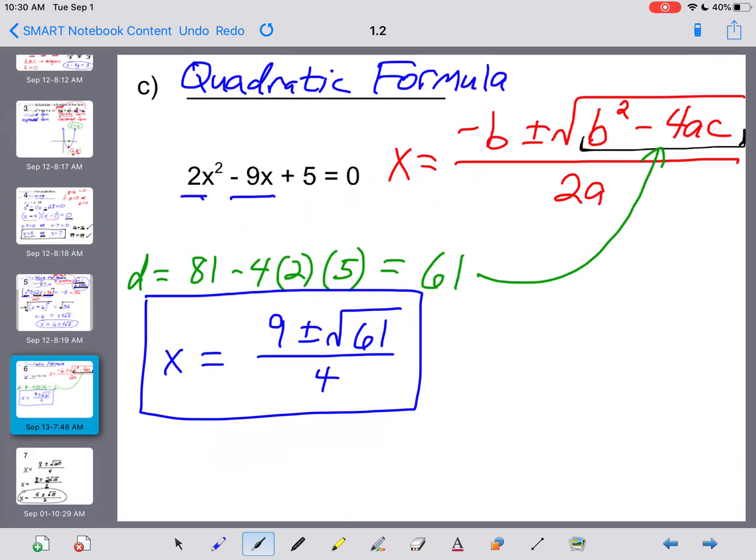But back to the problem we were working on, because you can't do anything with the square root of 61, you are donezo. All right, so there it is.